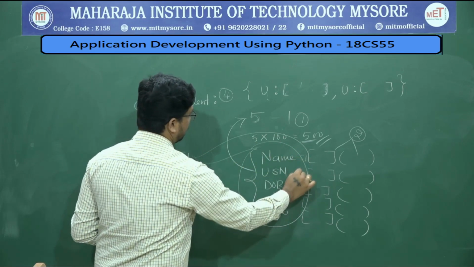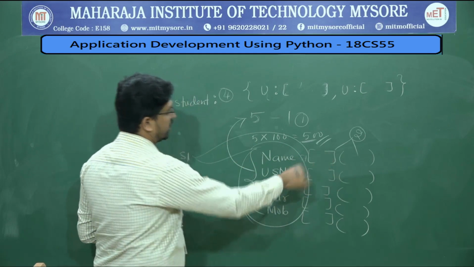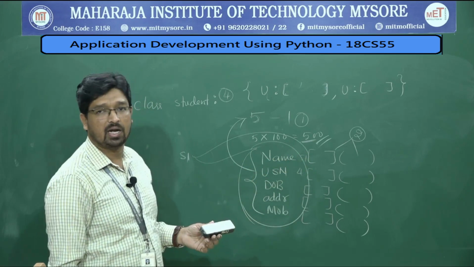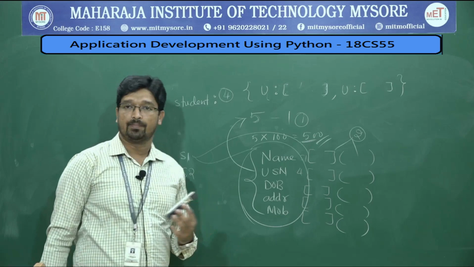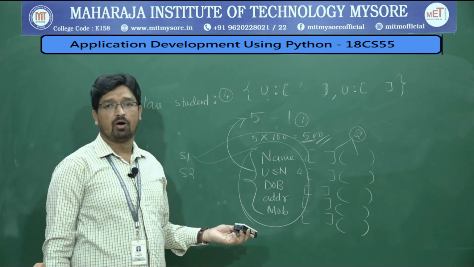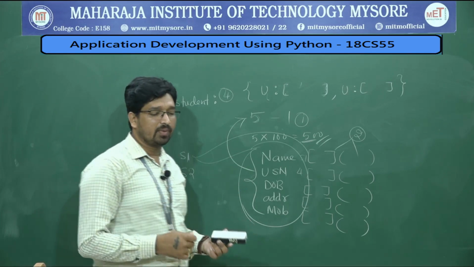S1's name is S1, USN is some 4MS so and so, date of birth. I will fill different data. In the same way, if you create S2, he will be having different data. So you can create any number of objects. So I was giving some example.